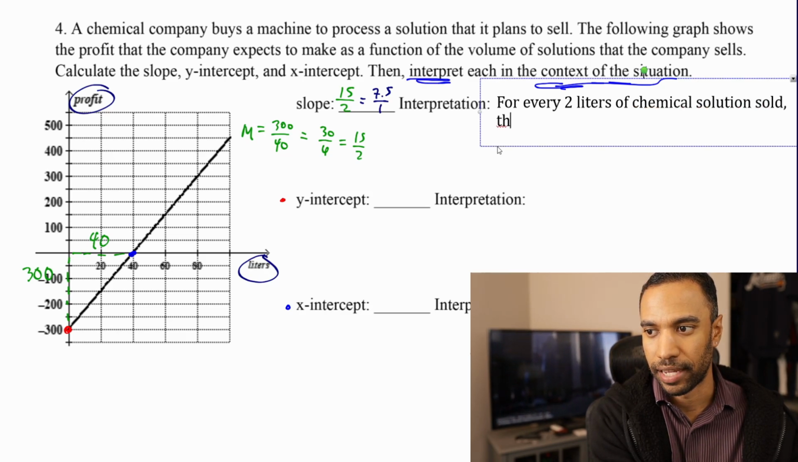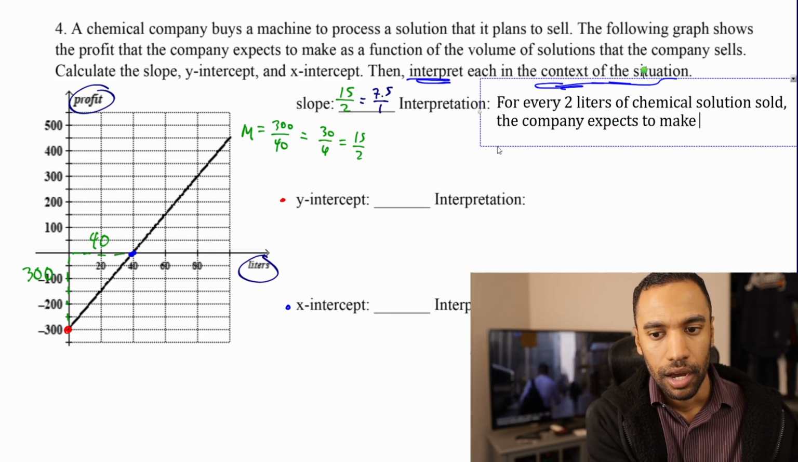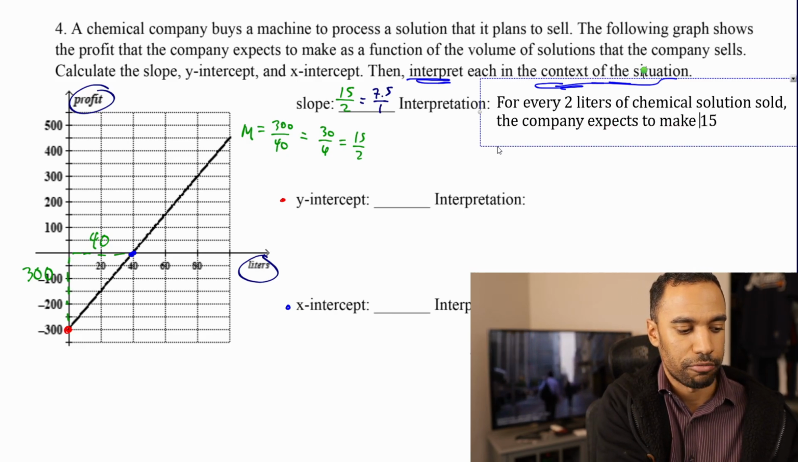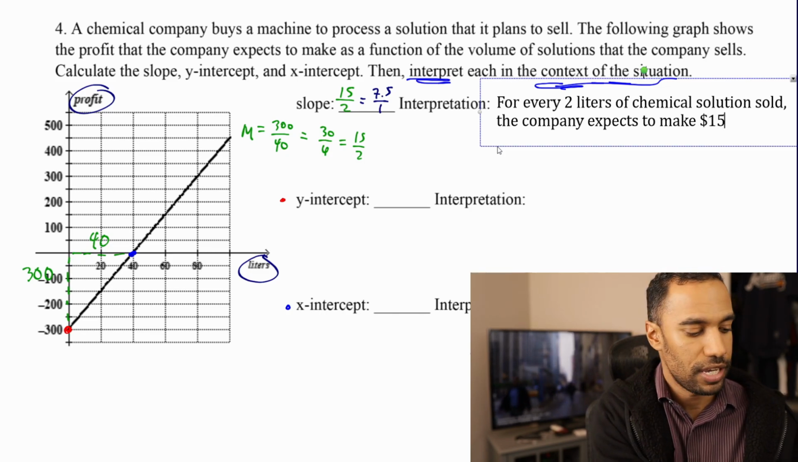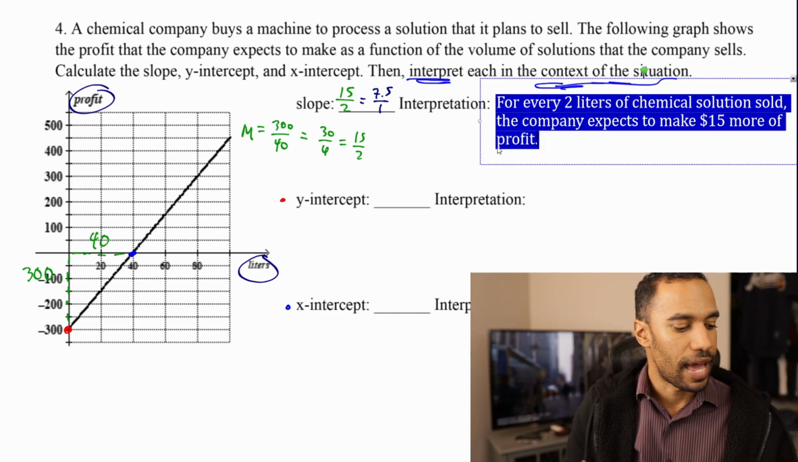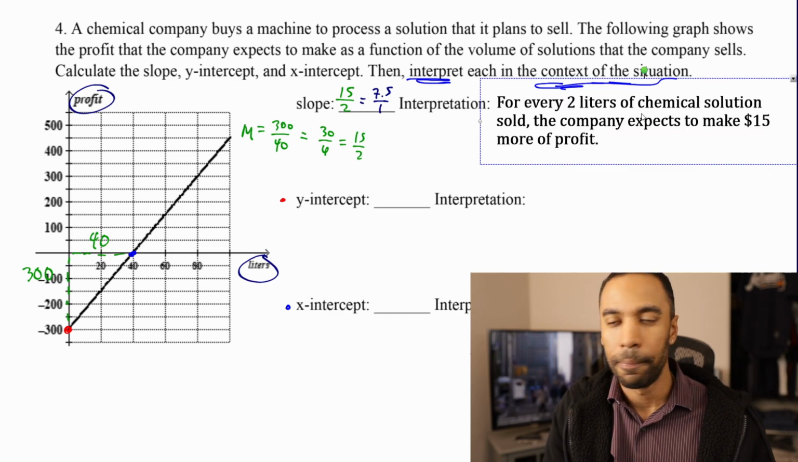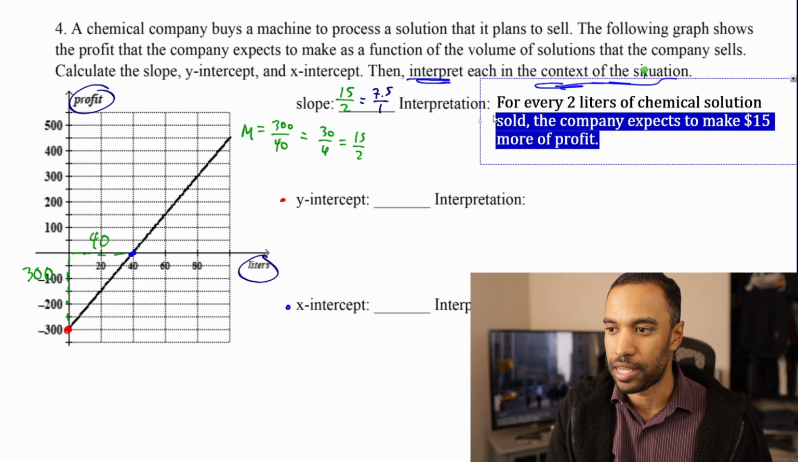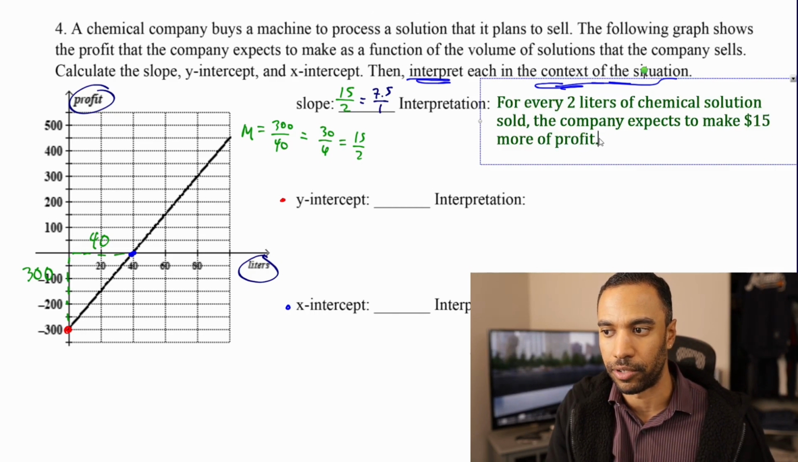the company expects to make $15 more of profit. I assume it's dollars. Maybe it could be 1,500. I don't know. But it could make $15 more of profit. Okay. Now that is the answer to this one right here if I'm talking about the green version. And that's fine. That's generally the answer that I would expect to get.